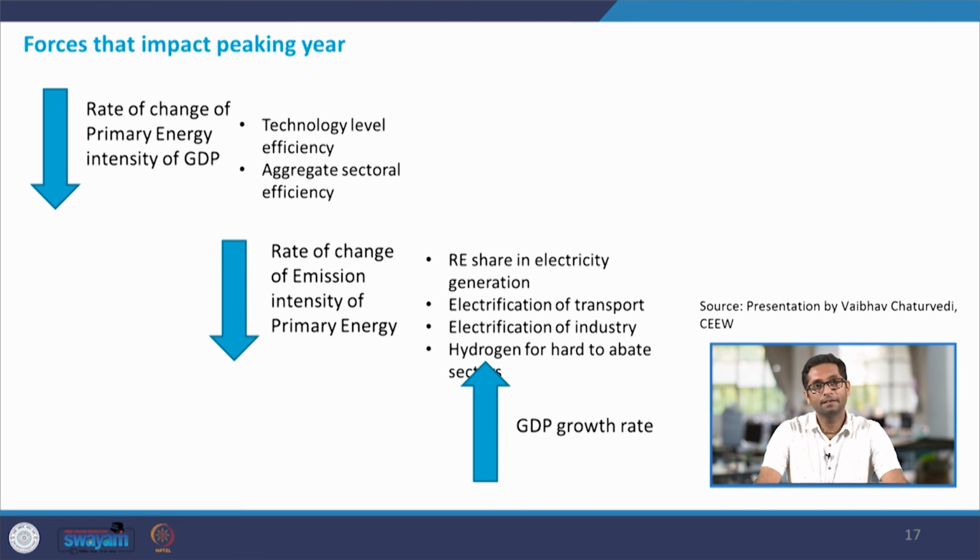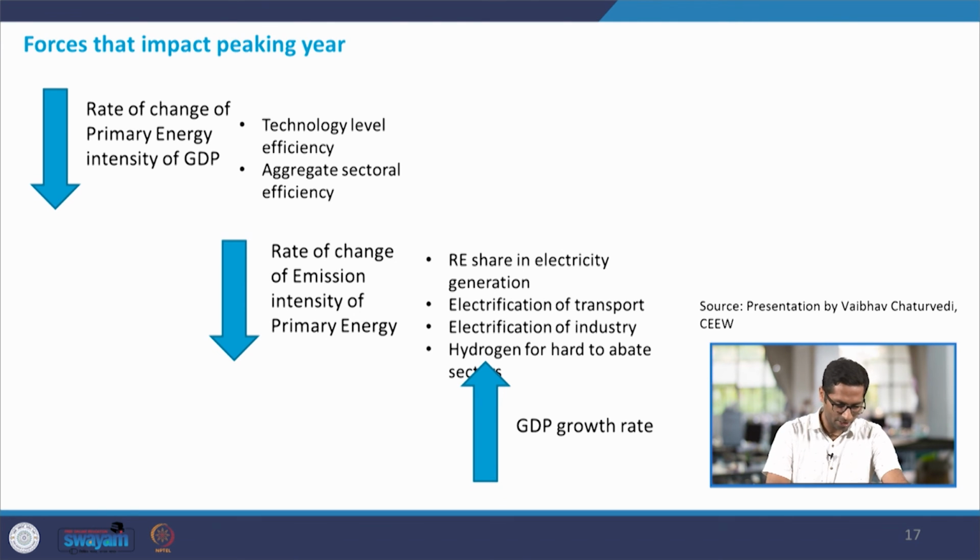Second, we would be reducing the emission intensity of our primary energy, and that is the reason why we see a lot of push towards EVs. We now have a very great push towards the hydrogen economy. All that is basically dictated by the one thing, which is that we need to reduce the emission intensity of our primary energy. Plus, we expect the GDP growth rate to be increasing in the future. So, when the increase in efficiency and decrease in the emission intensity is balanced by the GDP growth rate for our country, that will be the year we will be peaking.